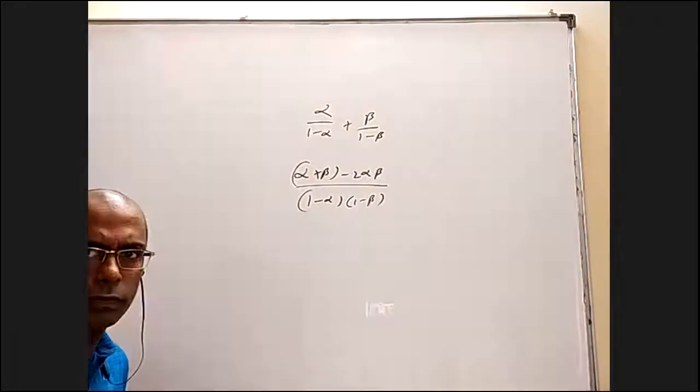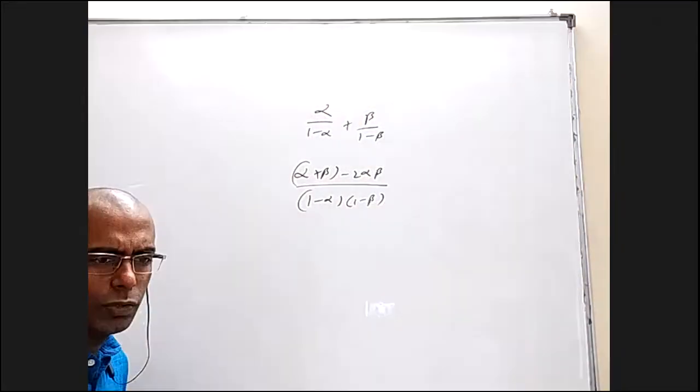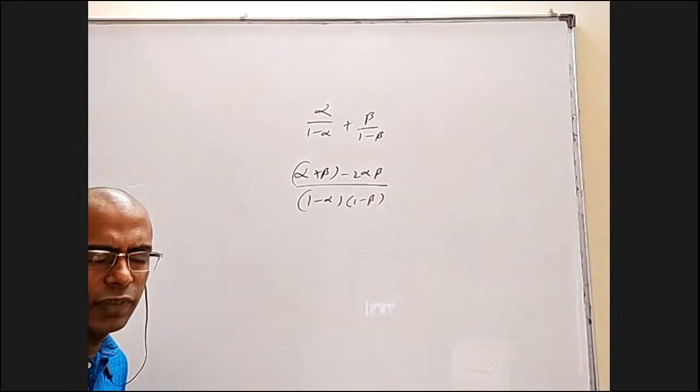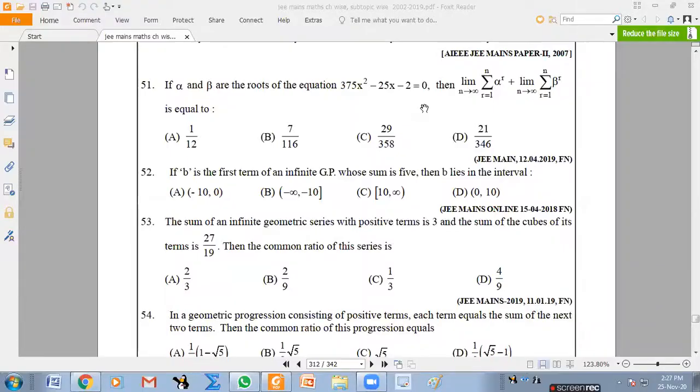What are they coming? Basically, you have to get 750. 6 by 25 and 5 by 25, 1 by 5. 375 into 2 is 750. How to write 750 as a product of two numbers whose sum is 25? 30 into 25, 30 into 20. No, but the x coefficient is minus 25.